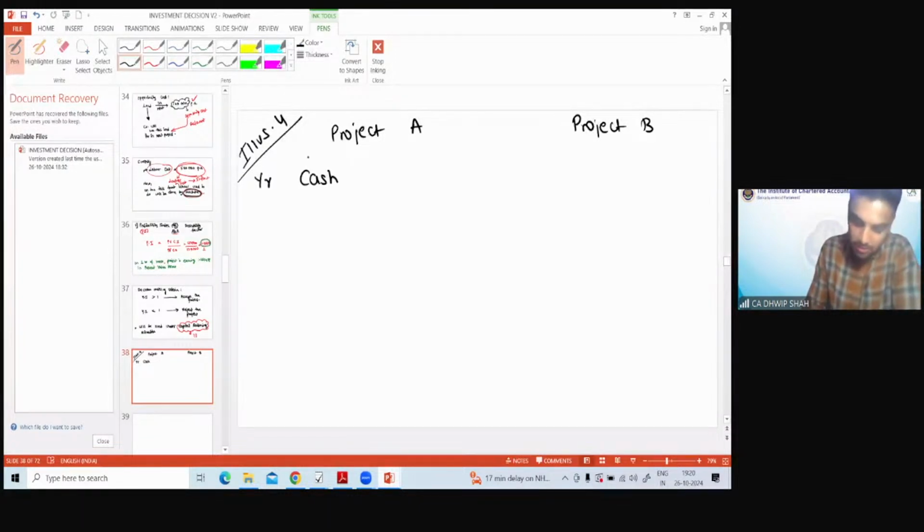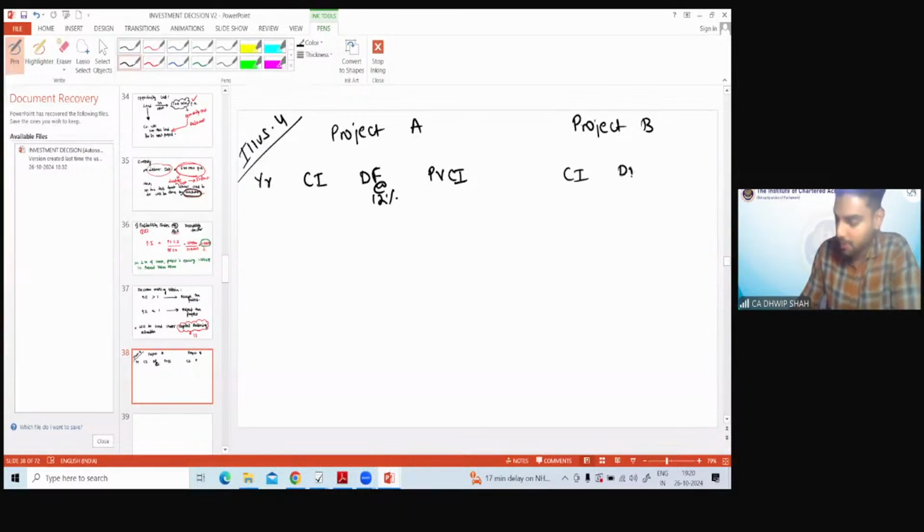Cash inflows. Now I will just write in short terminology. Cash inflows is denoted by CI. Discounting factor is denoted by DF, discounting factor at 12%, and present value is denoted by PVCI. Likewise, for project B, cash inflows, discounting factor, and PVCI. Total, the life of the project is 4 years.